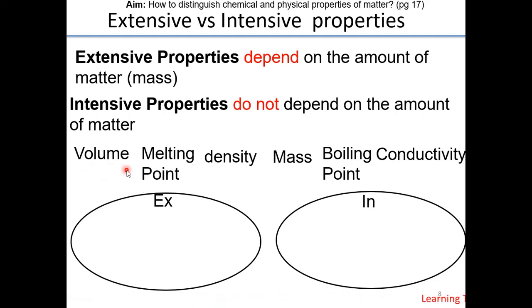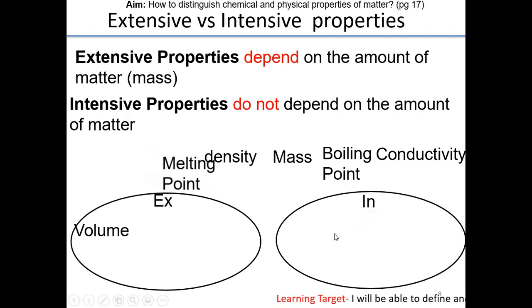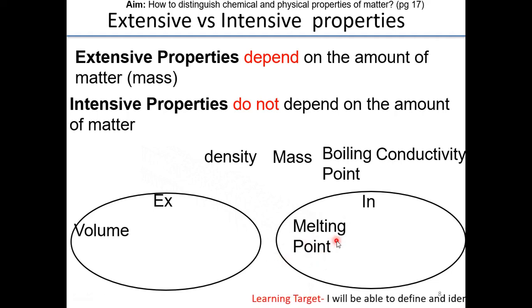Let's start with volume. Volume is an extensive property because it does depend on the amount of mass you have, right? Because volume is related to density. Melting point is an intensive property. Let's say you have a big ice cube versus a small ice cube. Both will have the same melting point.